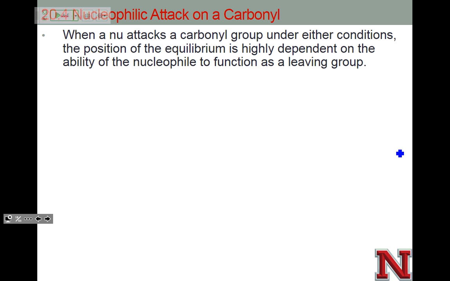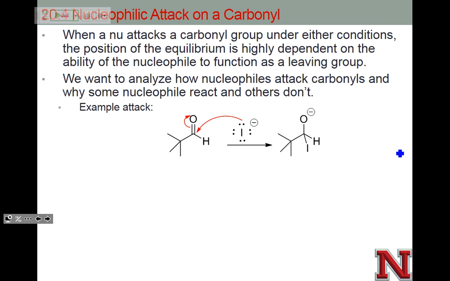So under those kinds of conditions, or under either kind of condition though, equilibrium is dependent on the ability of the nucleophile to function as a leaving group. So let's look at this. Let's say iodine is our nucleophile. It has a negative charge. It can attack as a nucleophile pretty easily, actually. Bromine, our halogens, they can attack as a nucleophile very easily.